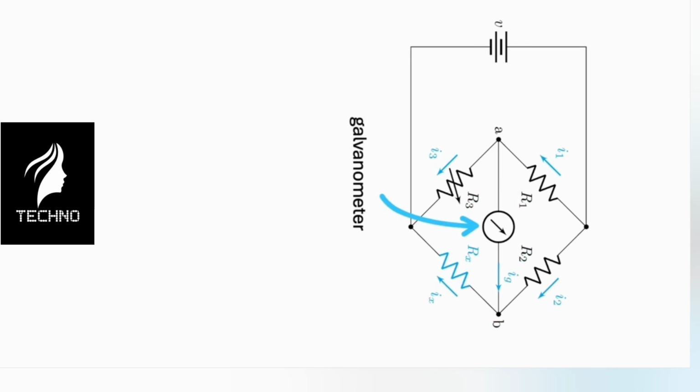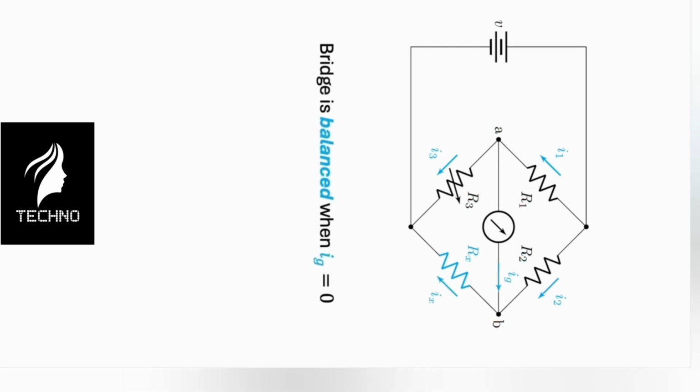This is a galvanometer. You can think of it as an ammeter that is extra sensitive and can therefore measure current in the microamp range. The idea of the Wheatstone bridge is to vary the resistance of R3 until the current in the galvanometer is 0. At this point, we say the bridge is balanced. Okay, so how does this help us determine Rx?